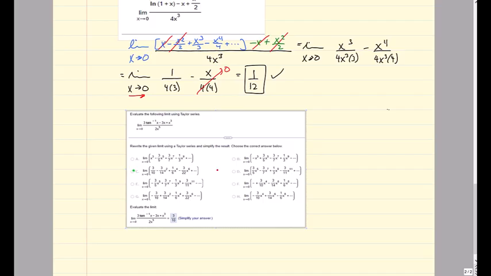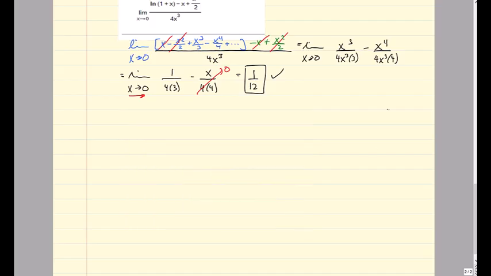This is actually not the right problem. Let's see if we can find the right one. Okay, here we go.